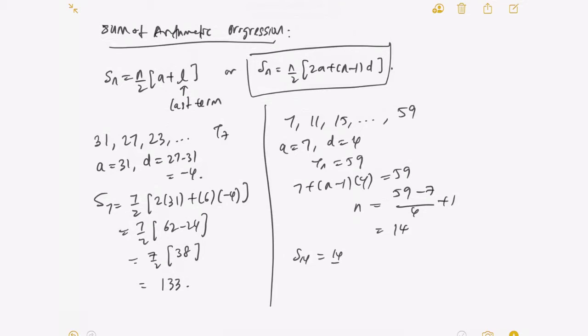So use n over 2. Now since I know the last term l, I'm going to use a plus l. So this is 7 plus 59, this will be 66. So 7 times 66 is 462. Okay, right. So let's move on.